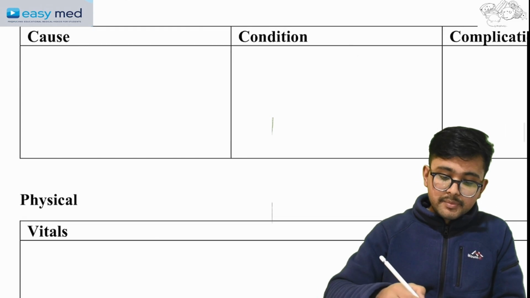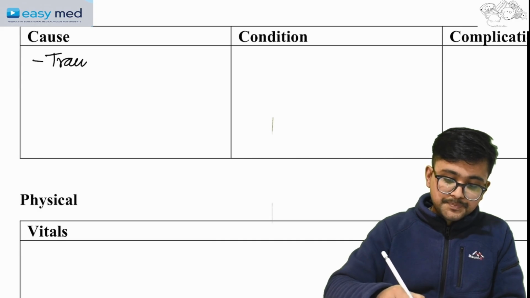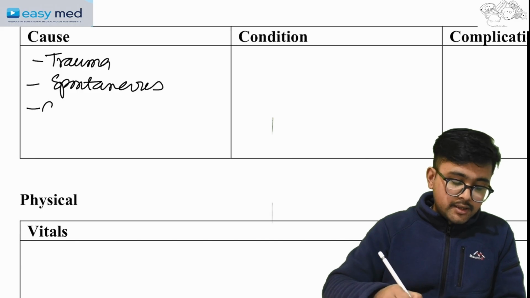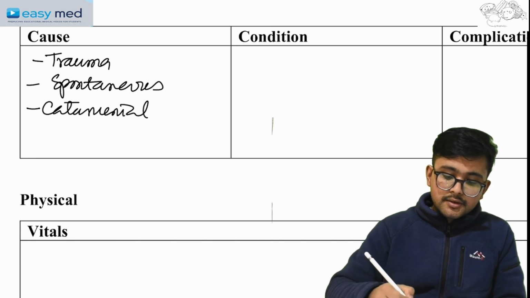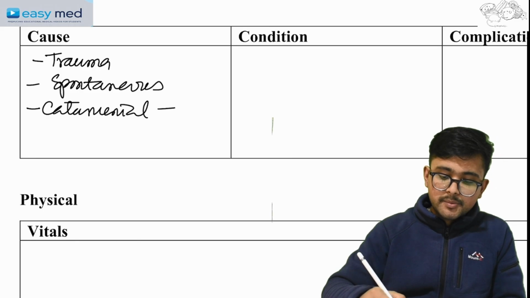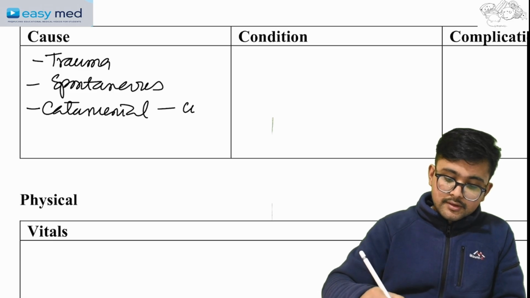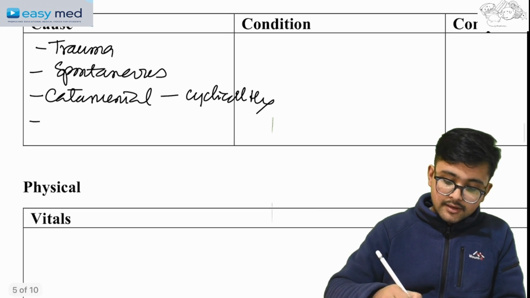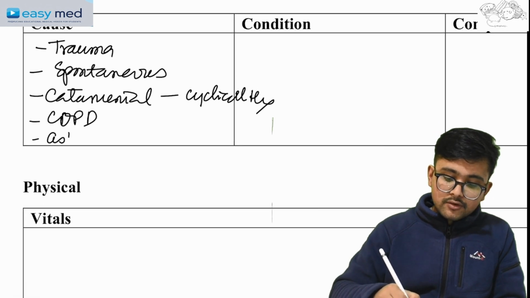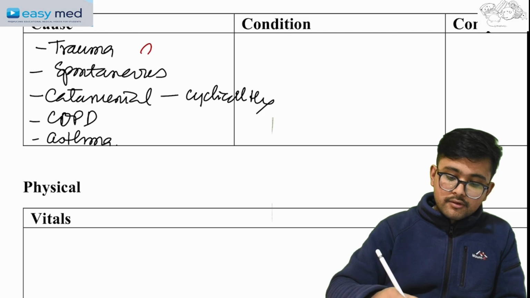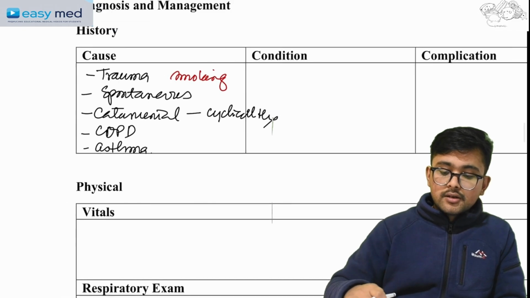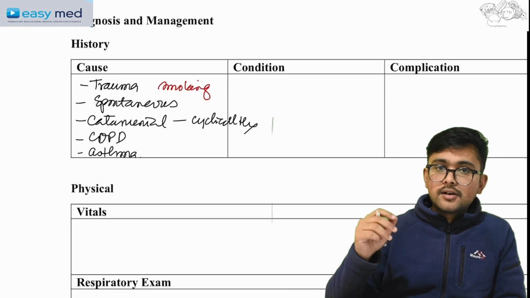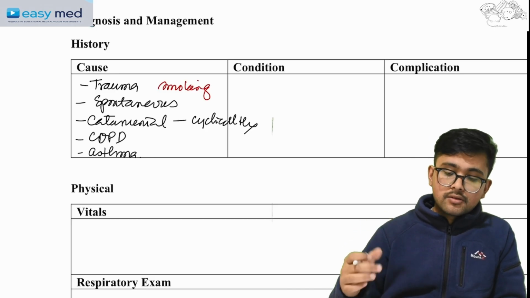So like I told you, cause basically means etiology. So it could be trauma, it could be spontaneous, it could be catamenial. So in a history, they might tell you of chest pain, maybe shortness of breath during their periods, a cyclical history in females every month when they get a period, and then an underlying history of COPD, asthma. All of these things are important. One important risk factor is smoking. As you might know, a smoker does not need to develop COPD to have pneumothorax. Smokers might have subpleural blebs, which might rupture and cause pneumothorax.